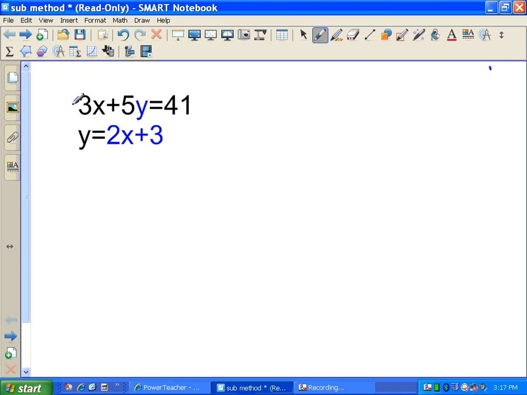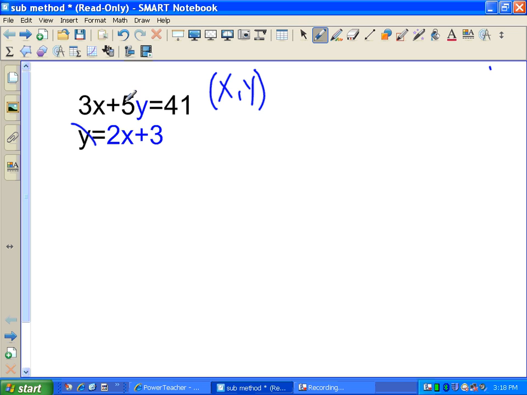Here we have a system of equations because we have two equations, and in order to solve a system of equations we're looking for the x, y intersection point where the two lines, when you graph them, intersect. Except instead of solving this by graphing, we're going to use the method called substitution.